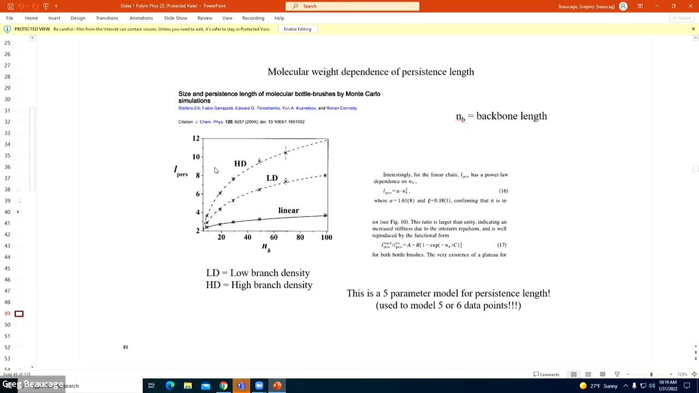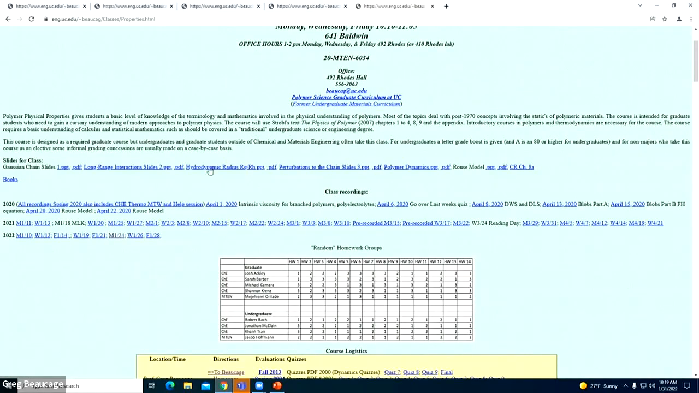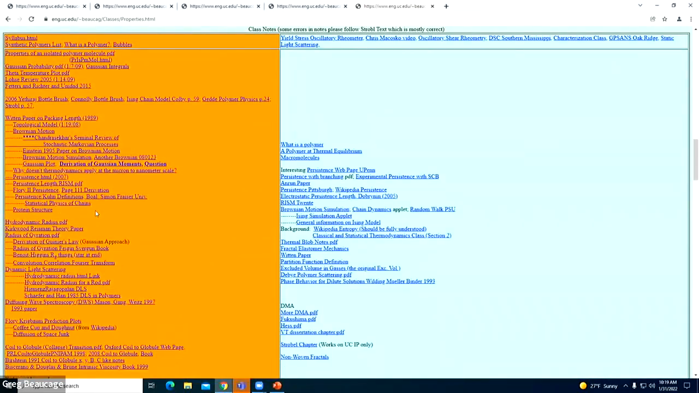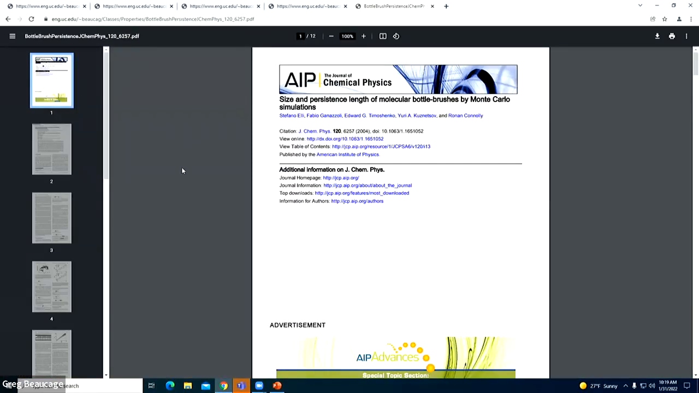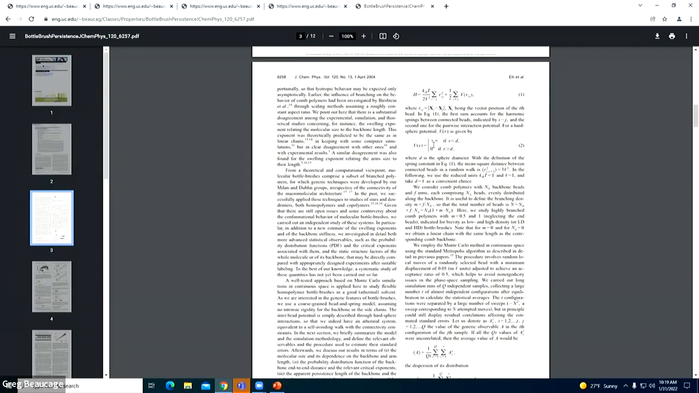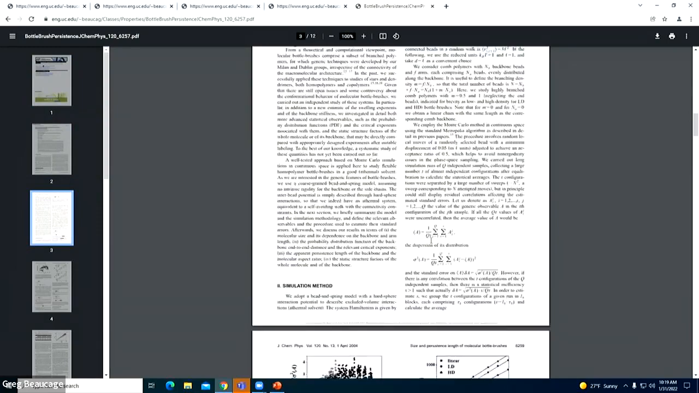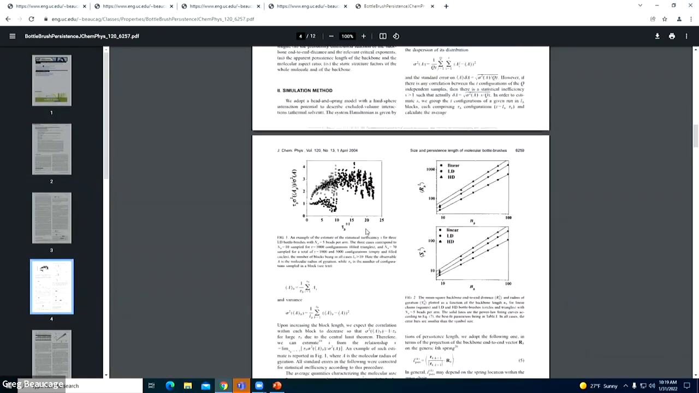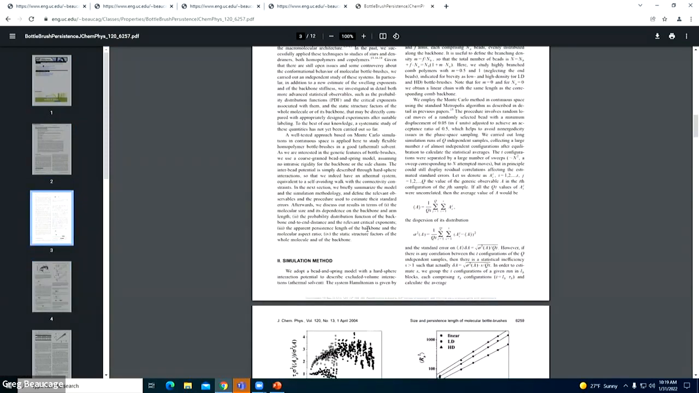I linked these things. So that's this Conley paper. I put these links up here. This Conley's here, so it's this paper. I thought I was going to go through his simulation method, but basically it's just a bead and spring model, hard sphere.